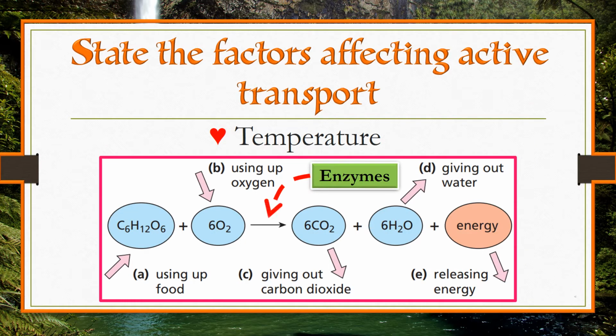So we can conclude by saying that one of the factors affecting enzyme activities is temperature, because it is going to affect the enzyme activities, and when it affects enzyme activity, it is going to determine the amount of energy we are going to produce, and this energy is the one which is going to determine the rate of active transport.